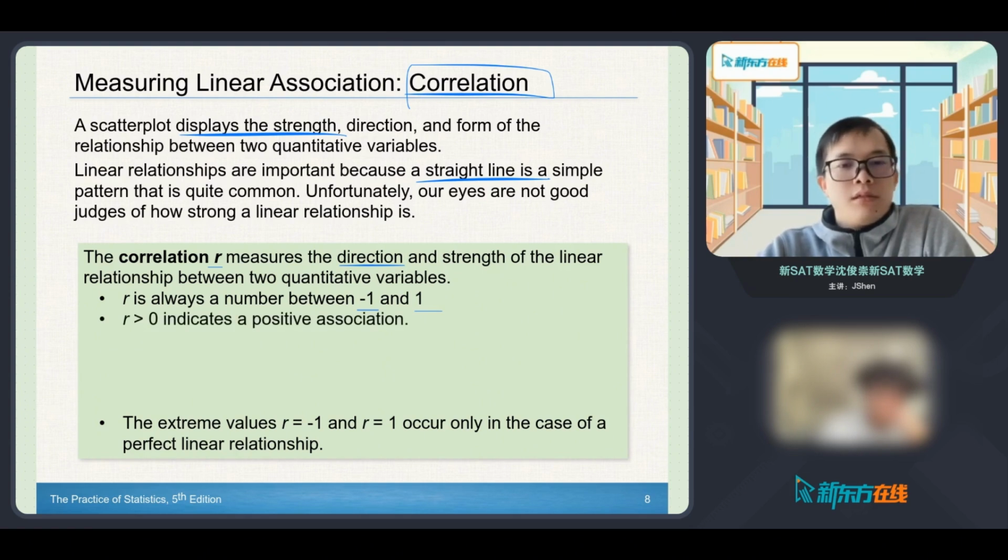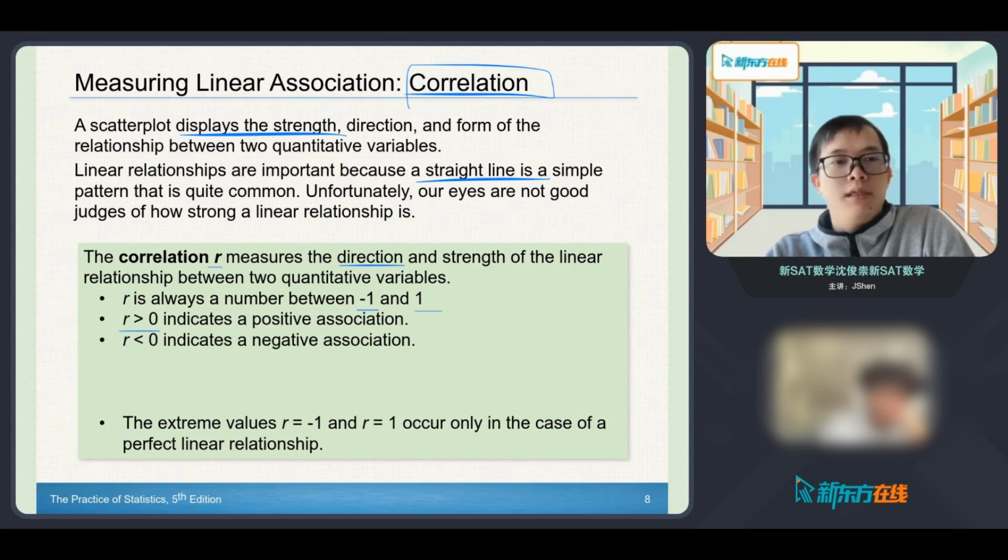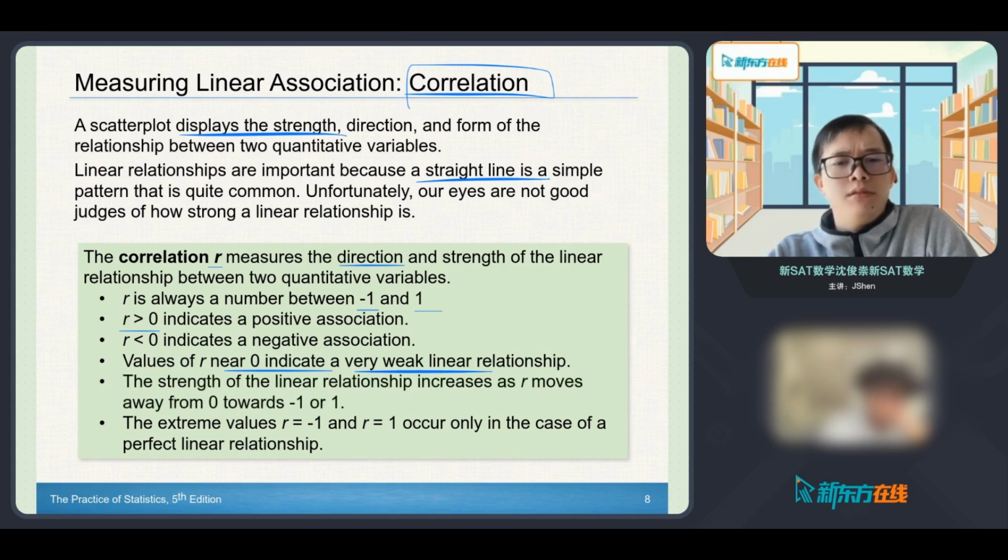R larger than 0 indicates a positive association, and R smaller than 0 indicates a negative correlation. A value of R near 0 indicates a very weak linear relationship. The strength increases as R moves away from 0 towards -1 or 1. And finally, the extreme values, -1 or 1 only, mean a perfect linear relationship.